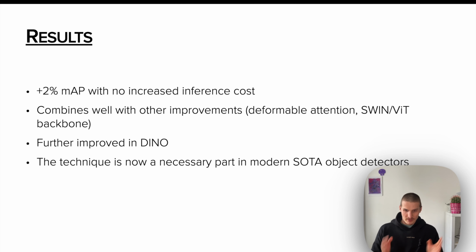It combines well with other improvements like deformable attention, like replacing our ResNet CNN backbone with huge transformers like Vision Transformer or Swin. This concept of denoising is further improved in DINO, which takes the same concept and improves it a little bit. And DINO is quite a famous model. It was state-of-the-art for quite some time. And in current state-of-the-art, the CoDETR, we also use similar techniques.